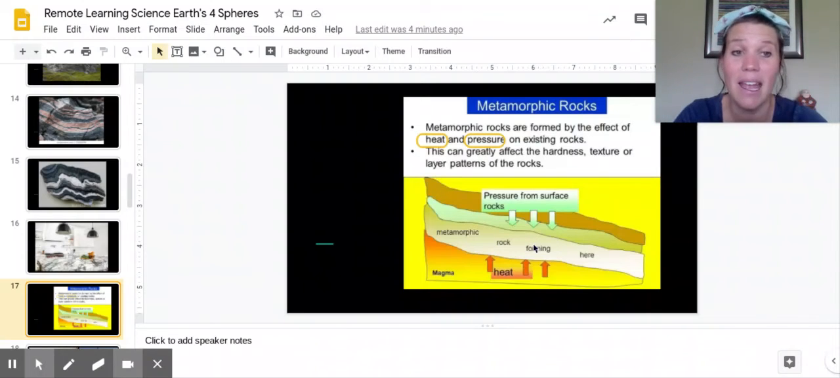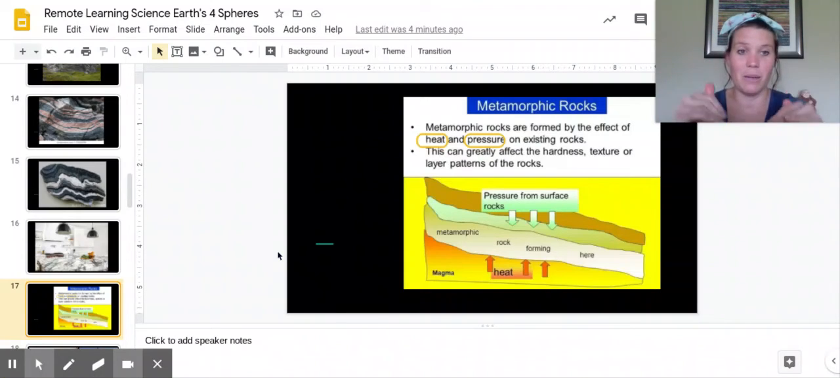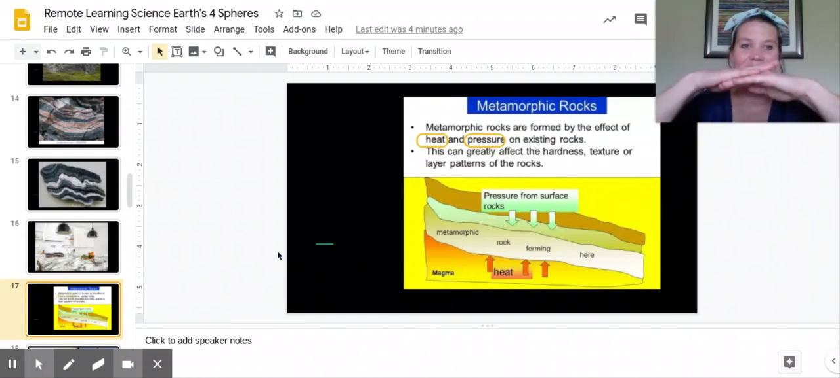I have a song/chant that was written by some students a couple years ago, and it seems to work so well in order to remember how metamorphic rocks are formed that I keep using it with each class every year. It goes like this. Metamorphic rocks are bendy. So we say metamorphic rocks are formed by heat. It's like a fire. Heat and pressure.